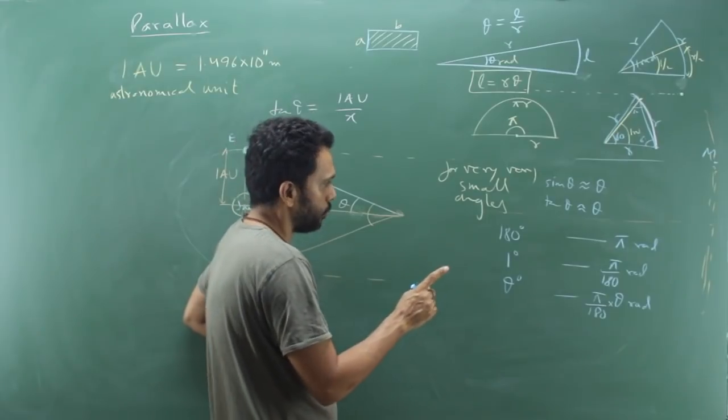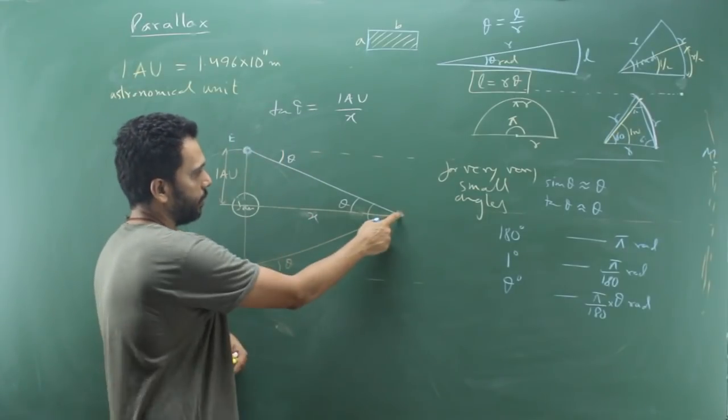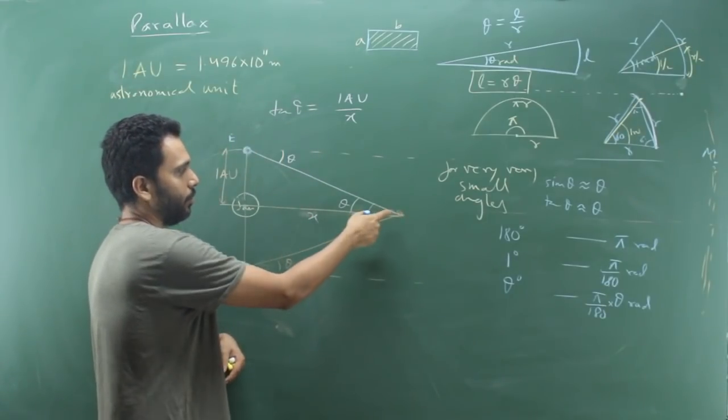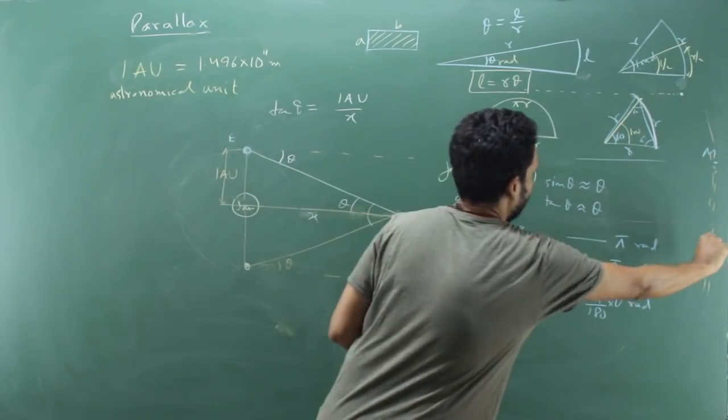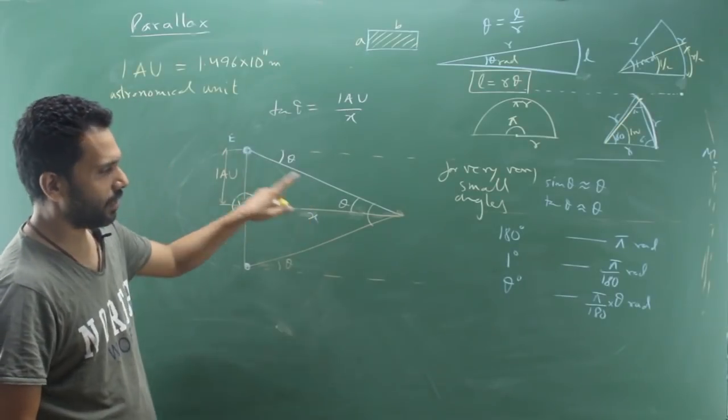So for very small angles, because mind you, what I have drawn, no star is nearby here. It seems nearer than your Venus. That's impossible. The star is way away. So this angle is way small. Couldn't have drawn on the board. So these angles are quite small angles.